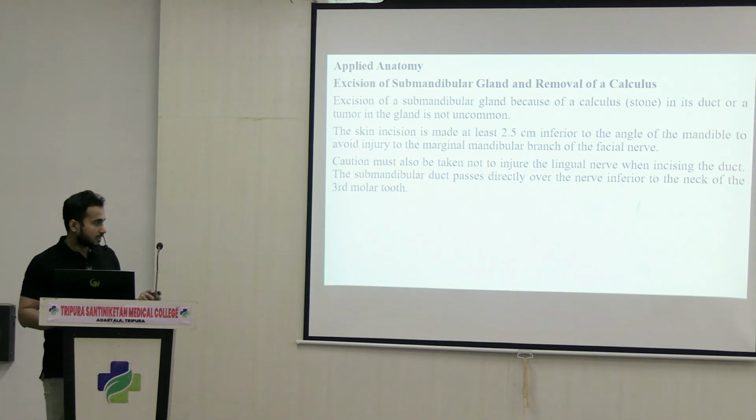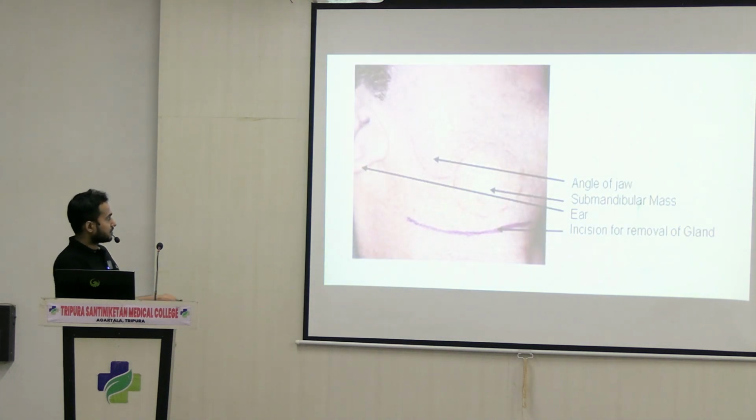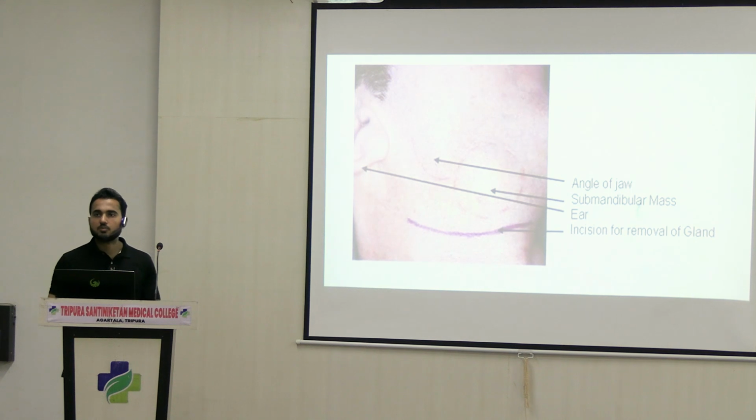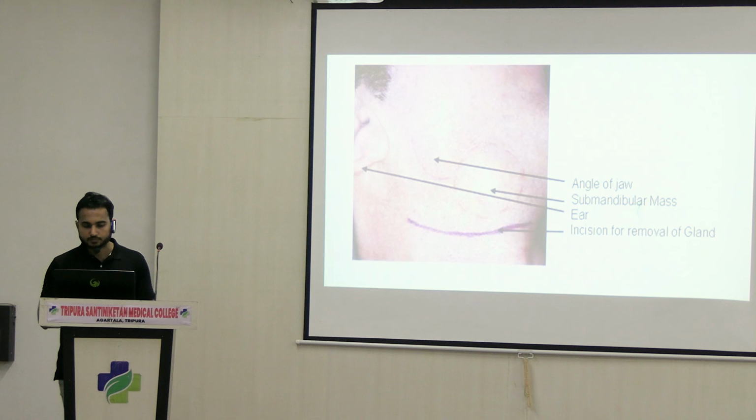Now in this diagram, as you can see, the incision is taken over here, approximately 2.5 centimeter below the angle of the mandible. This is the incision line where the incision is taken in order to do any type of surgery or to remove the gland.